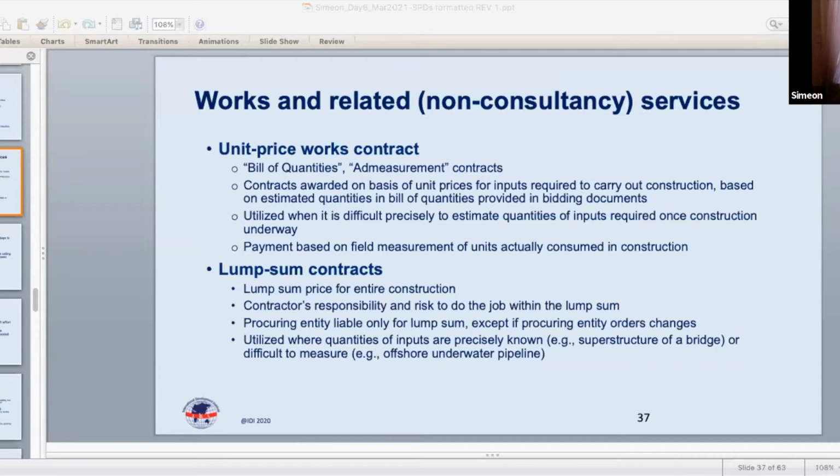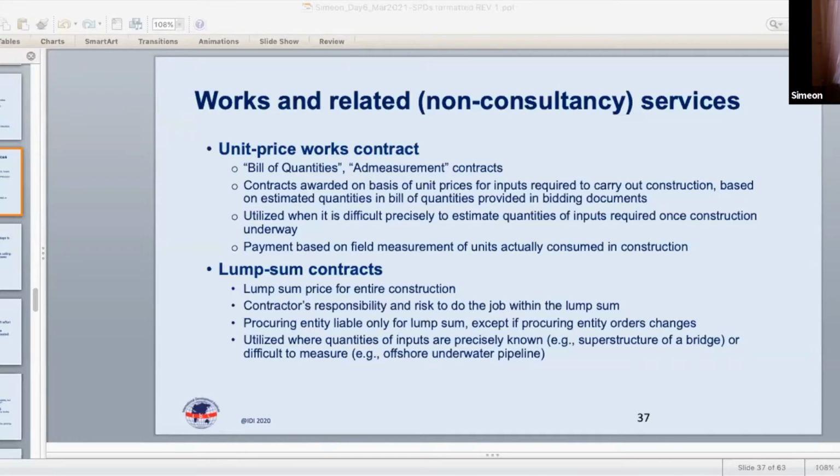Percentage contracts. An example of a percentage contract is an architectural contract, which may be based on a percentage of the actual construction cost. Another example is a pre-shipment inspection type of service where the fee may be based on a percentage of the value of the shipment.